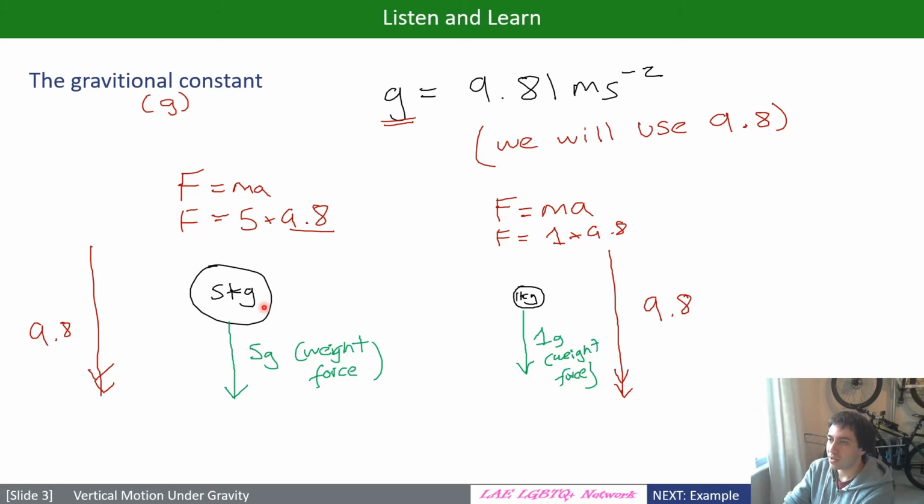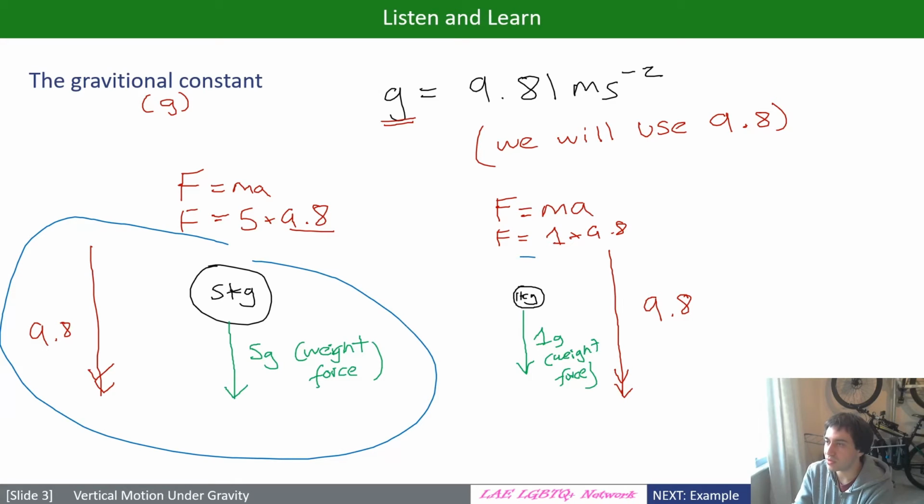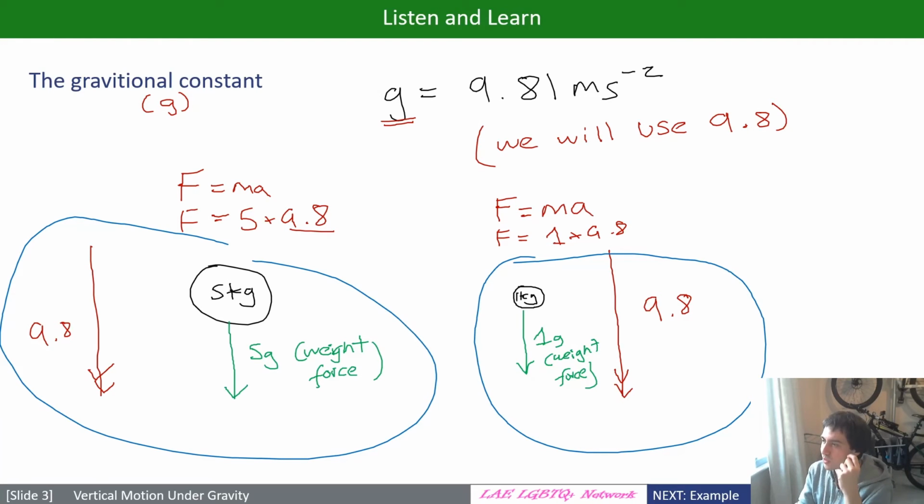Okay, so between these two pictures, these two different scenarios in blue, they have different masses, they have different weights, but they have the same acceleration. So that's what you want to keep in mind. When two objects are falling and they're falling at the same speed, they may have different forces acting on them, but their acceleration is the same.